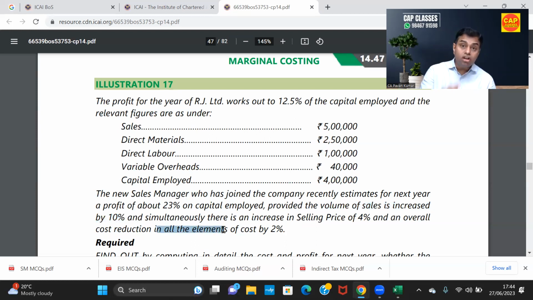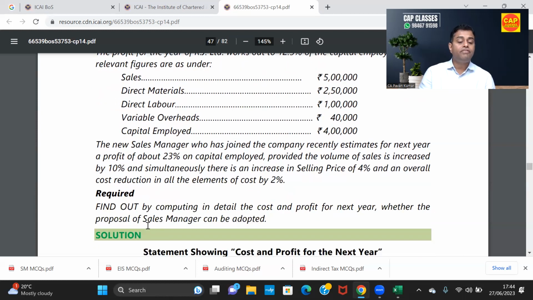So even fixed cost will come down, because they said all the elements of cost will come down by 2%. Then if all these three things are simultaneously done, will it achieve 23% is the question. He is claiming it. We need to prove it with evidence. Required: find out by computing in detail the cost and profit for the next year, whether the proposal of sales manager can be adopted. We'll see.